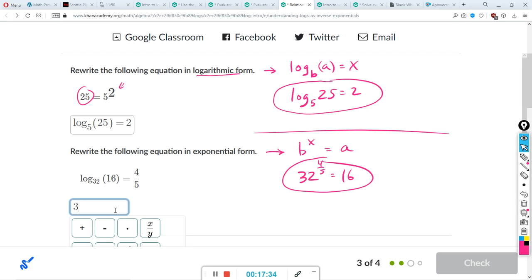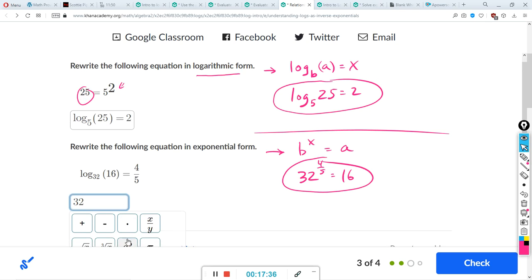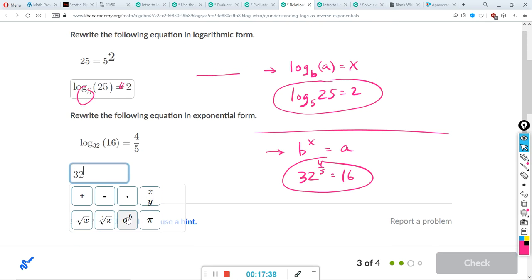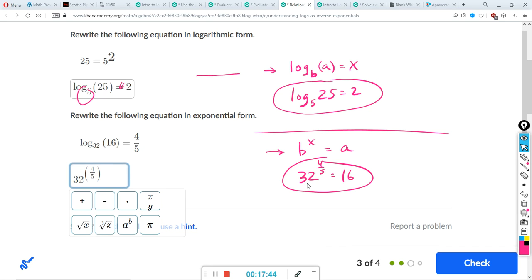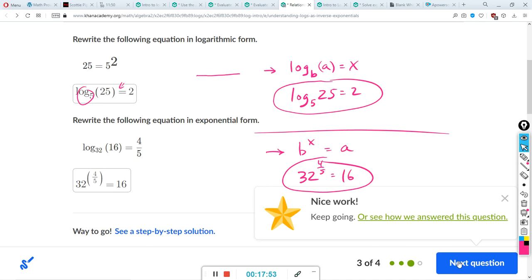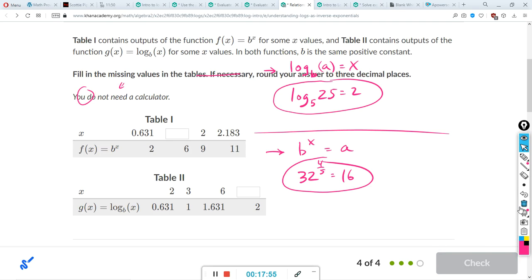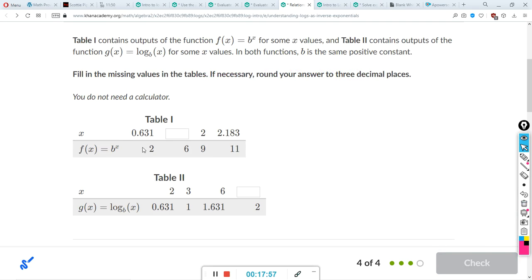So we type 32 and hit the exponent button, a to the b. The exponent is 4/5. Use parentheses, 4/5. Click outside the parentheses, and that's going to equal 16. Alright, so that's basically it. We did one like this already. You just match it up.